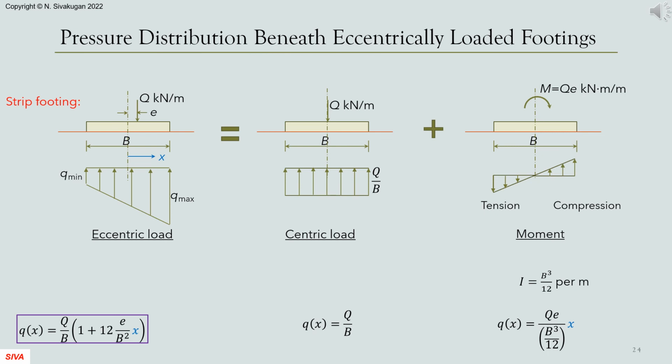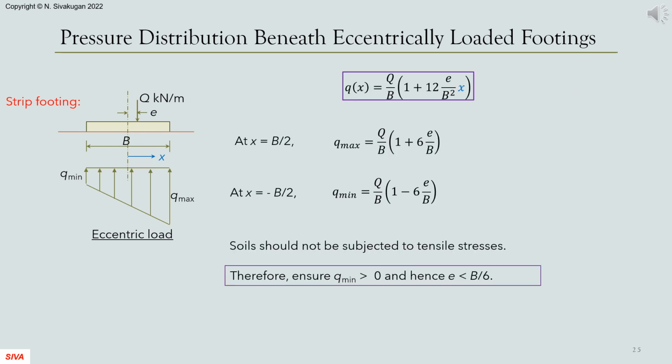In the figure on the left, the line load Q acts on the strip footing with eccentricity e. Let's measure the distance x from the center line as shown. The eccentric load can be seen as centric load Q plus a moment M equals Q times e. By the principle of superposition, we can add the two and determine the pressure distribution beneath an eccentrically loaded strip footing.